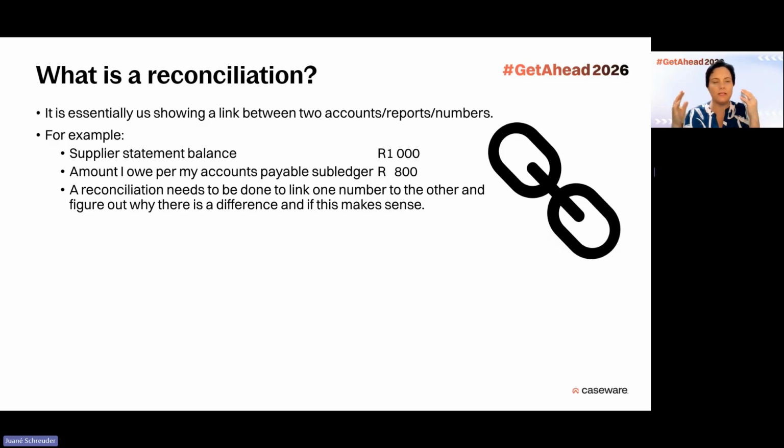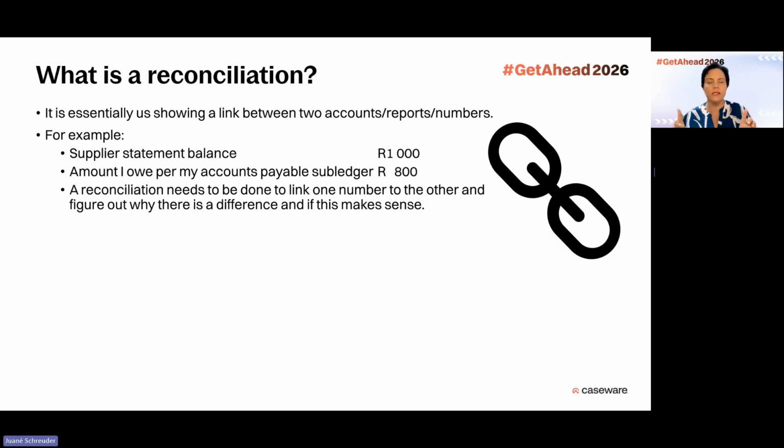Right. So essentially, a reconciliation between these two documents is showing us a link between the two accounts, the two reports, the numbers, the values that we are trying to reconcile. So, for example, as I'm showing you on the slide at the moment, the supplier statement shows 1,000 Rand owing to the supplier. But when I look at the amount owing per my accounts payable ledger, it shows only 800 Rand. So did I not record the last 200 Rand? Or why is there a difference? Why does the supplier say the customer owes more than the customer's own ledger?